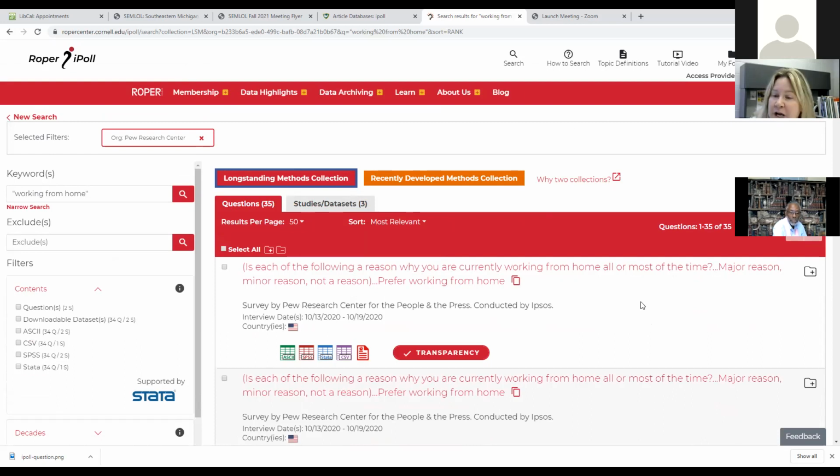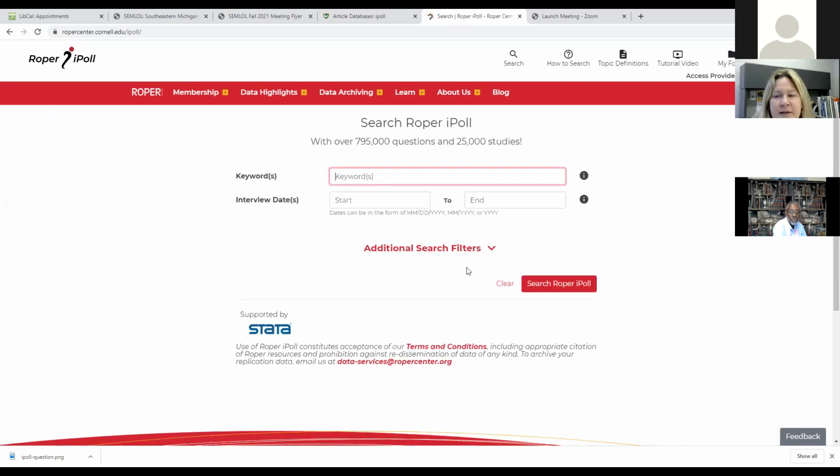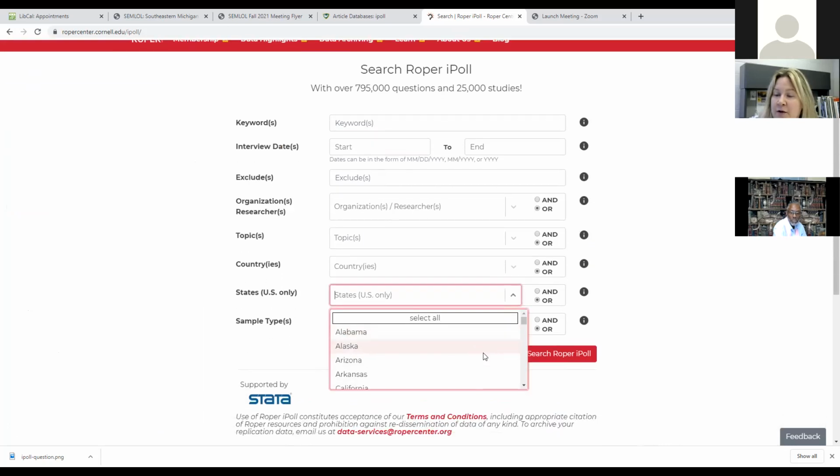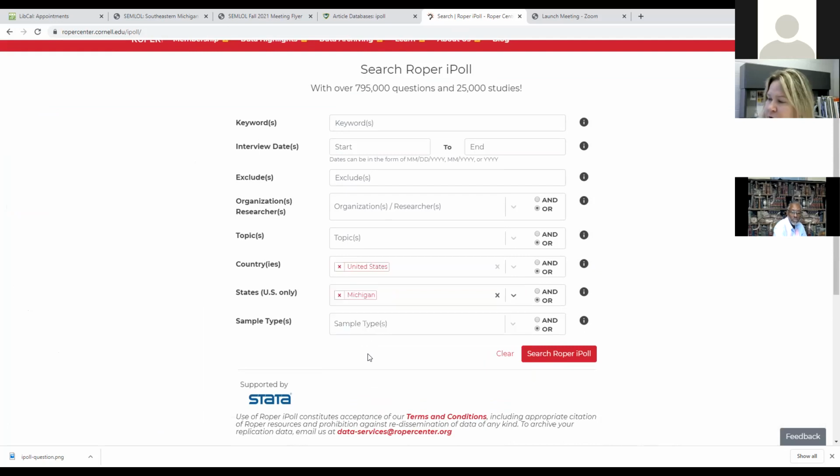Okay, so here's how we could narrow the results to, you know, I really only want to look at Pew, maybe I only really want to look at AARP, things like that. I'm going to go back to additional search features. Something else you could do, you could say, I want to make sure that my poll has residents from Michigan included in the pollees.